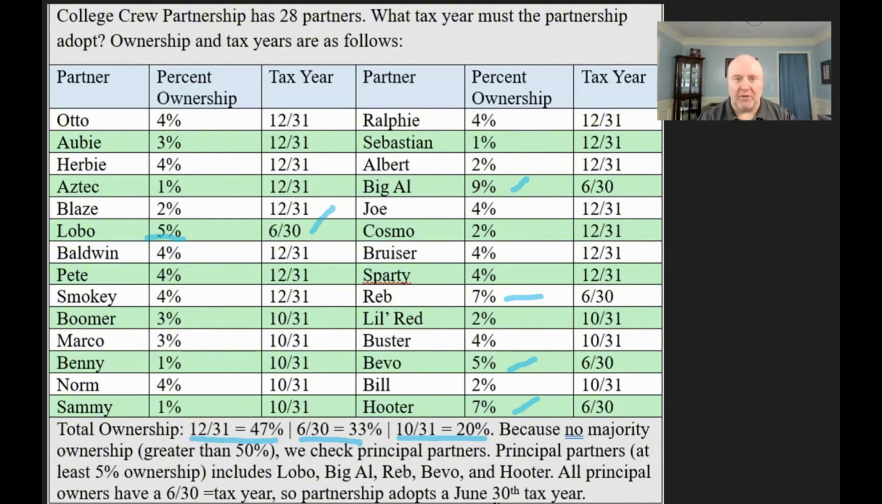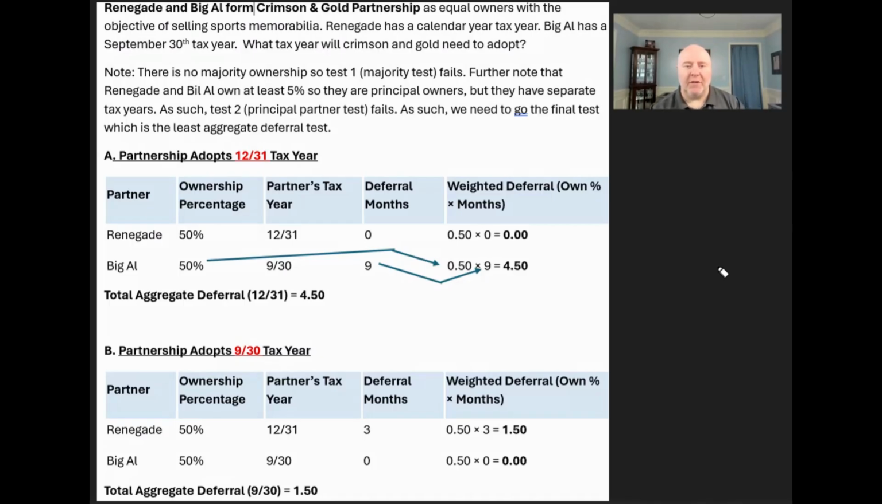Now let's look at one more example, because we need to look at a situation where maybe it fails under the first two, and we need to figure out what happens with the least aggregate deferral so you can solve that type of problem. Okay, so let's look at the third example. This one's going to be our least aggregate deferral. Remember, we don't use this test until we've already gone through the majority partner and the principal partner tests. So this is our third test.